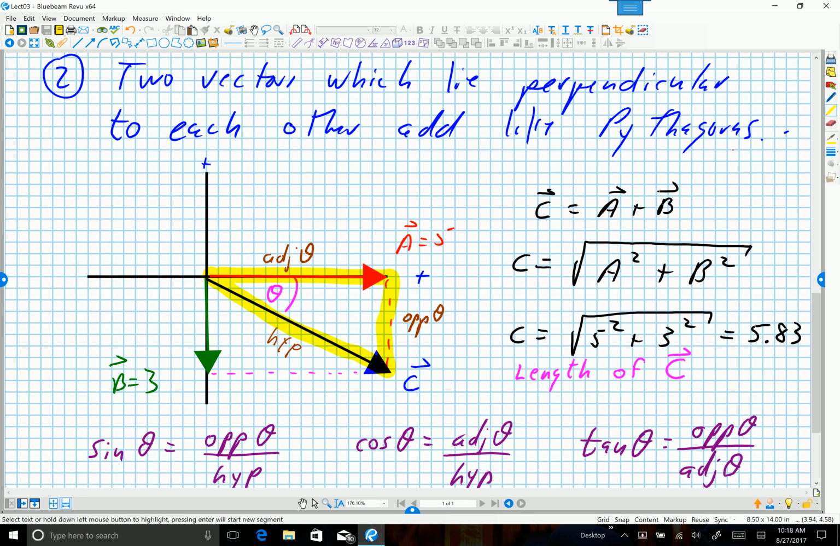Now that I've got my construction made, I can use the rule to add my two vectors like Pythagoras. C, as a scalar, is going to be a squared plus b squared square root. That's square root of 5 squared plus 3 squared. That's going to end up being 5.83. Do that on your calculator. That's the length of the vector c.